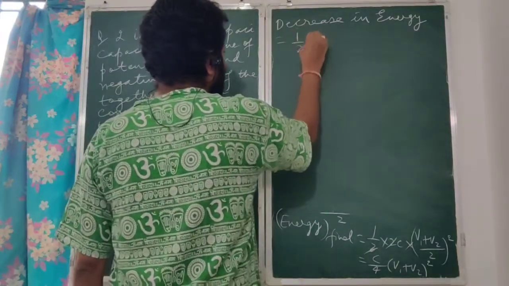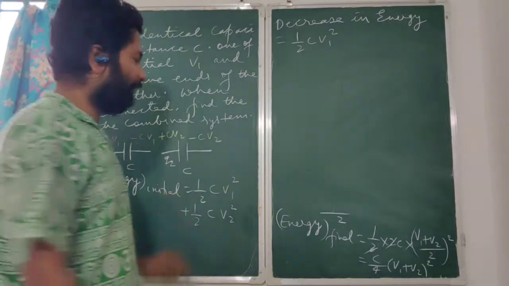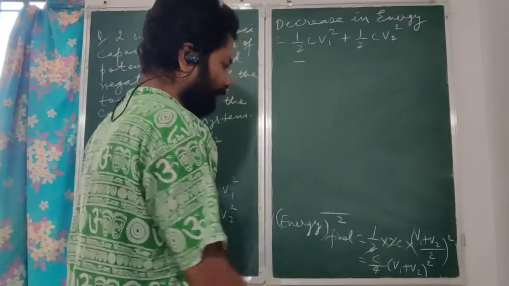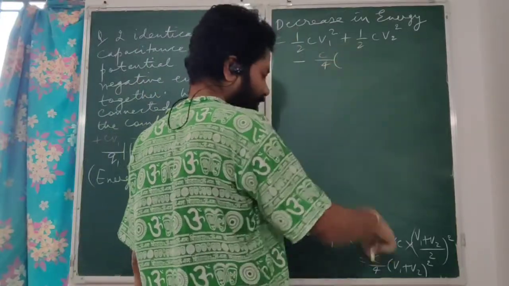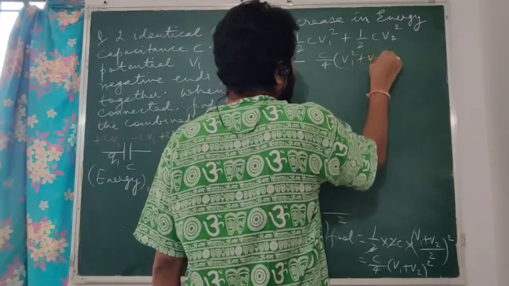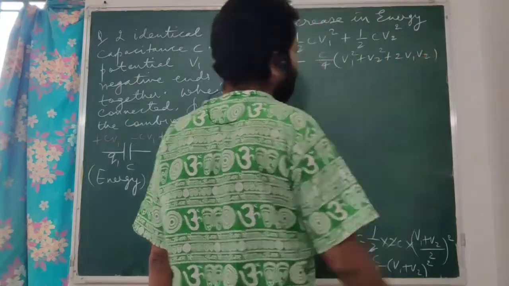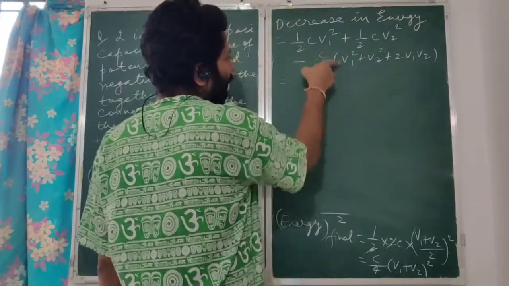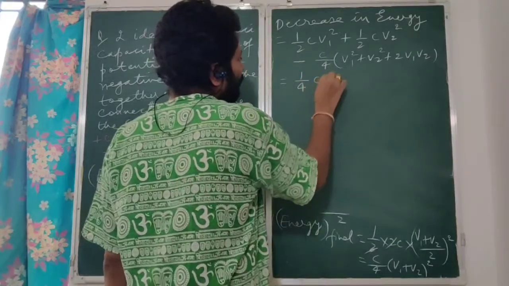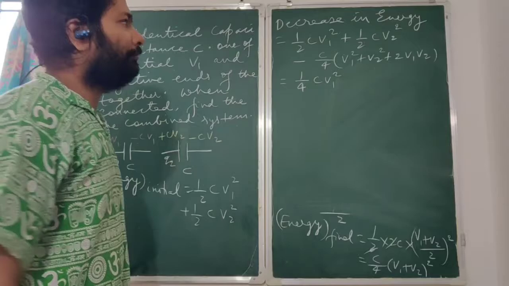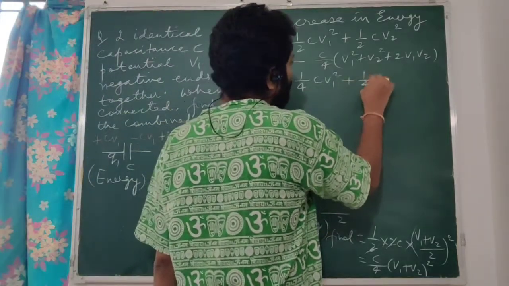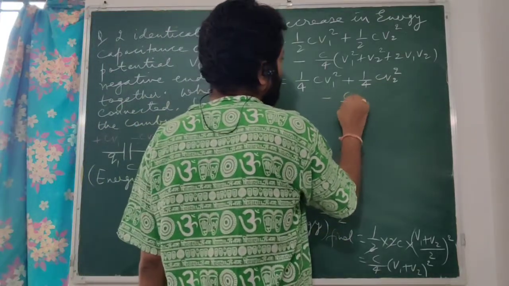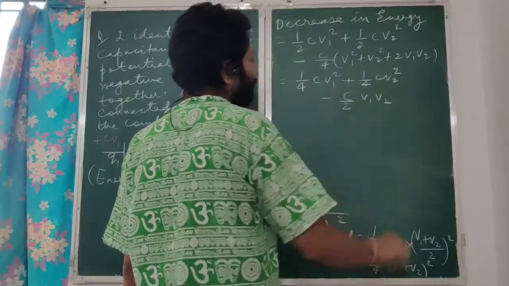What is initial energy? Half CV1 square, you can see it here, plus half CV2 square minus C by 4 into V1 plus V2 whole square. So V1 square plus V2 square plus 2V1V2. So what will be this term? It will be 1 by 4 CV1 square, again plus 1 by 4 CV2 square minus C by 2 V1V2.